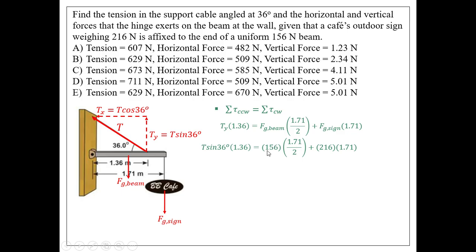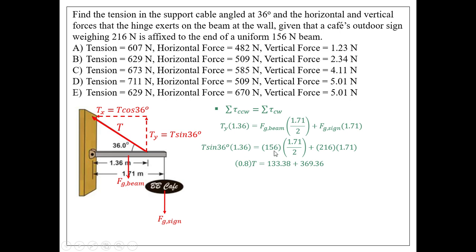156 times some coefficient is just a number. 216 times 1.71, that's just a number. And the only unknown here is just T. So I'm going to clean this up a little bit. If you punch in your calculator sine of 36 times 1.36, it will give you roughly 0.8. It's like 0.799 something something. So I just round up to 0.8.